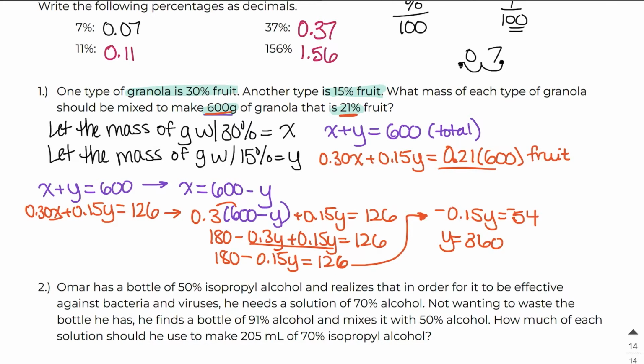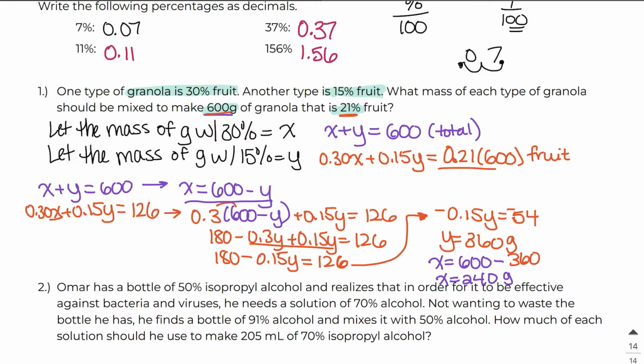So now that I know that y is 360, I can go ahead and solve for x. So I'll solve for x in this equation right here because the x is already isolated. So x equals 600 minus 360 because that's what y is right here. So x would be equal to 240. Okay, and this is 240 grams and this is 360 grams.